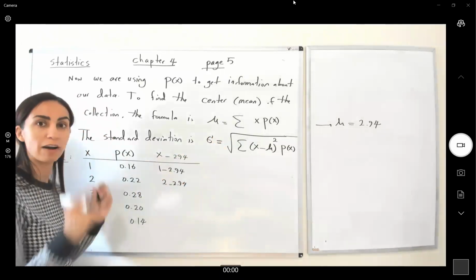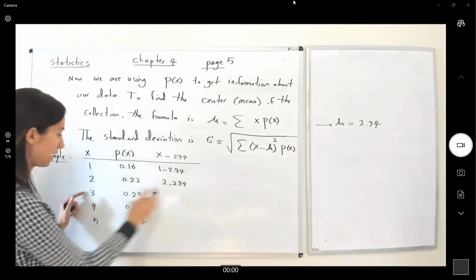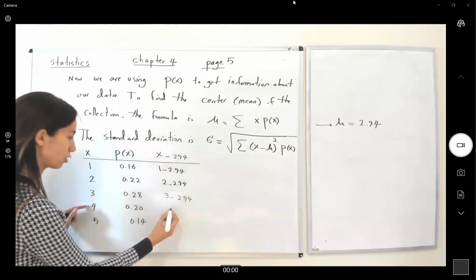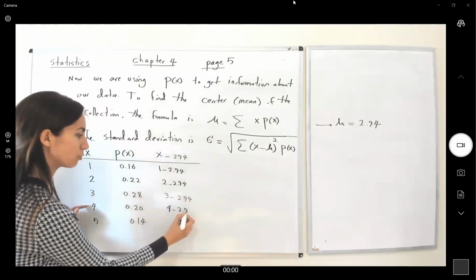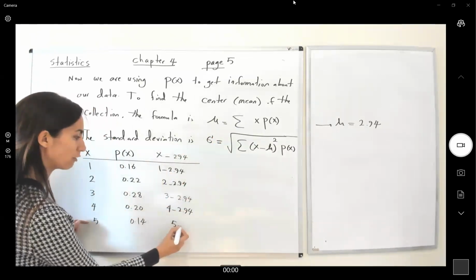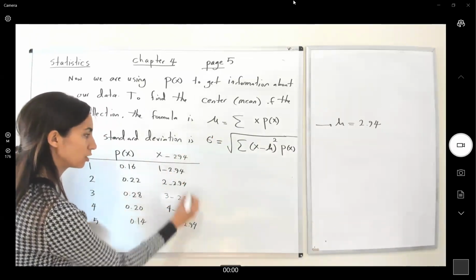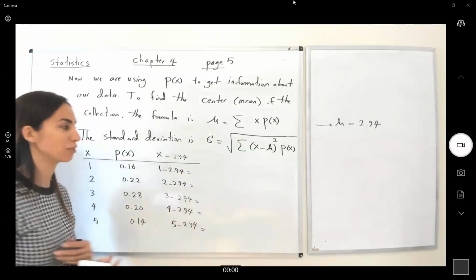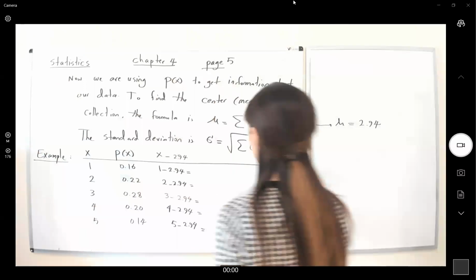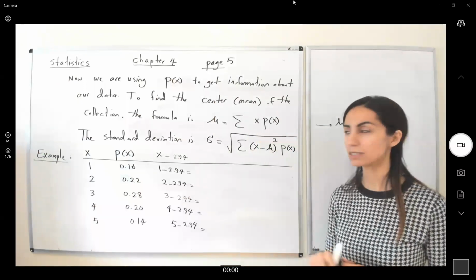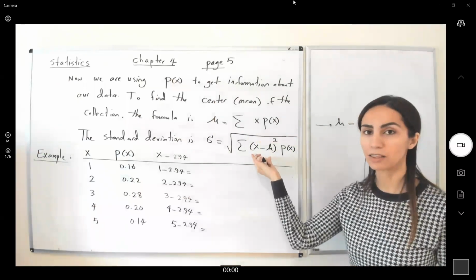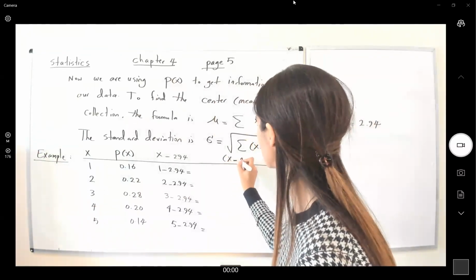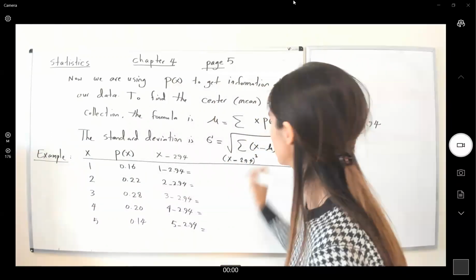2.94 that we found before, but x values are changing. 3 minus 2.94. 4 minus 2.94. And finally, 5 minus 2.94. We need to calculate each of these. After we calculate each of these numbers, we have to raise the number to the second power, which is x minus mu to the second.